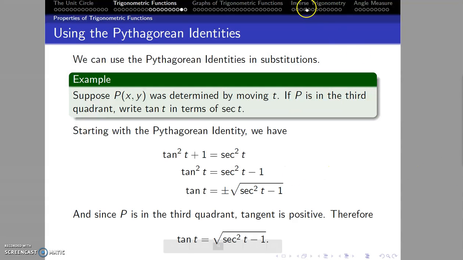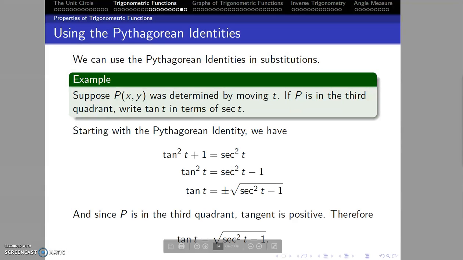But since I am in the third quadrant, I assumed as much, that means tangent is positive. Because if I'm in the third quadrant, sine is negative, cosine is negative, so that ratio is positive. So I keep only the positive root.